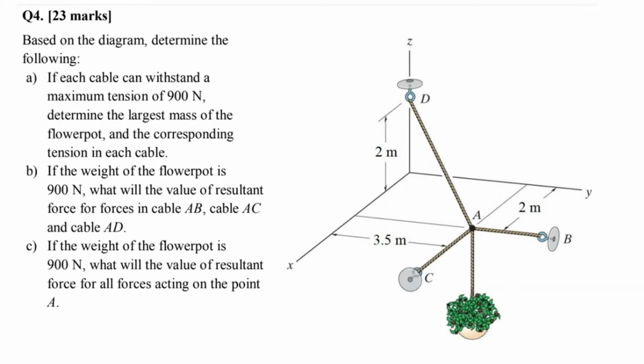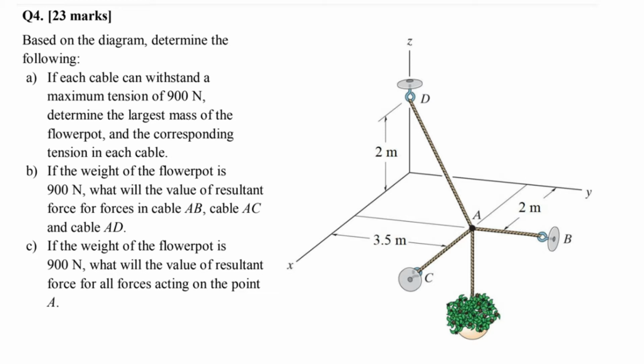So this is question number 1 for today. We have the diagram there where there is a structure, a flower pot or something that is being supported by the cables or the rope, and the question says, based on the diagram, determine the following. If each cable can withstand a maximum tension of 900 Newton, determine the largest mass of the flower pot and the corresponding tension in each cable.